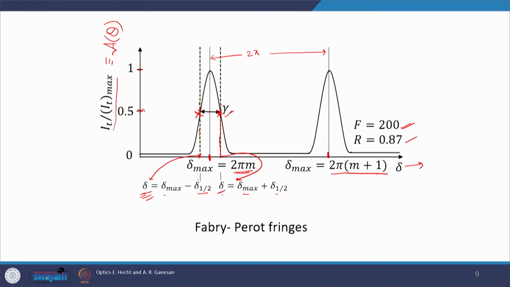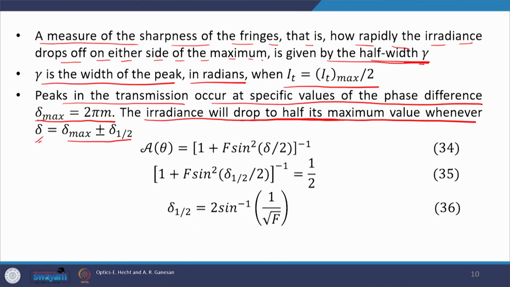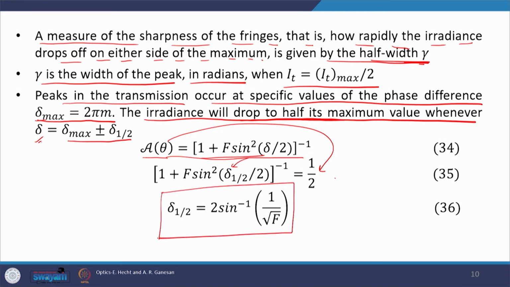Now, the difference between these two phases will give you the width of the peak. Now, we know that on the vertical axis we are plotting this Airy function, italic A theta. At half maximum, A theta would be half, because the maximum value of italic A theta is 1. Therefore, this relation would be intact, and here we can substitute 1 by 2, and from this relation we can calculate the expression for delta half, which is the half width, and delta half is 2 sin inverse 1 by square root of F.